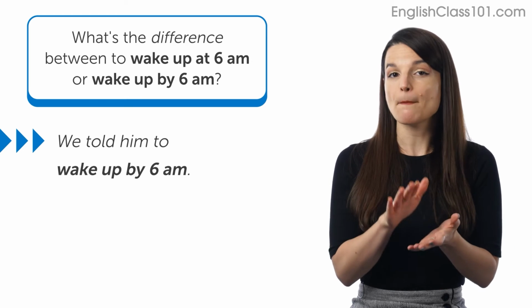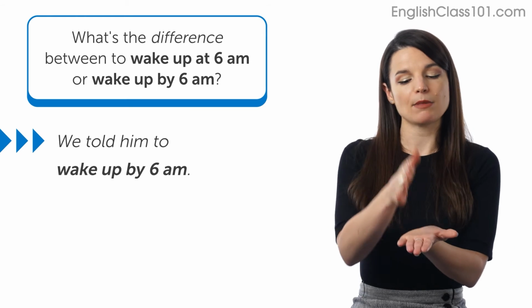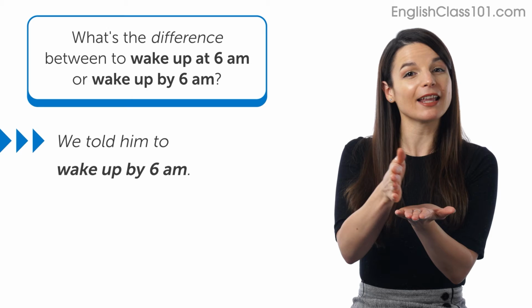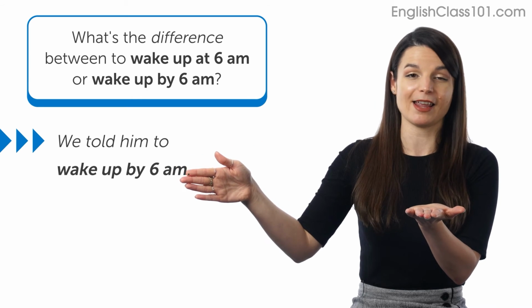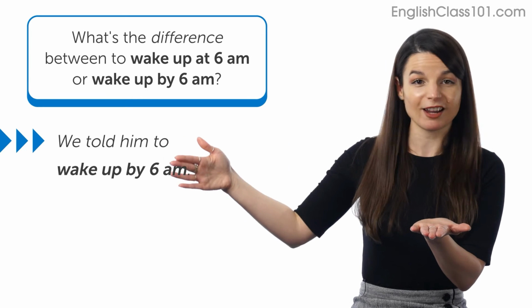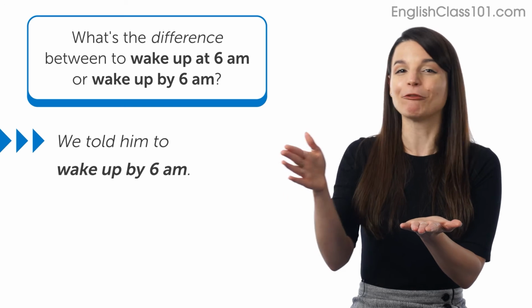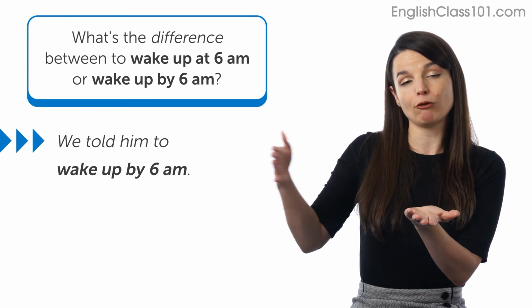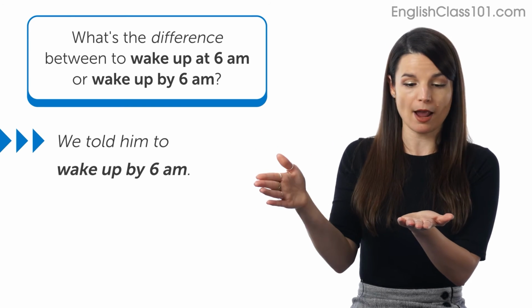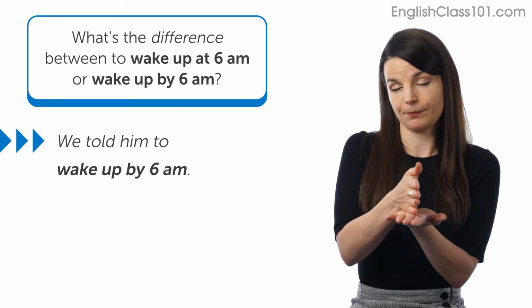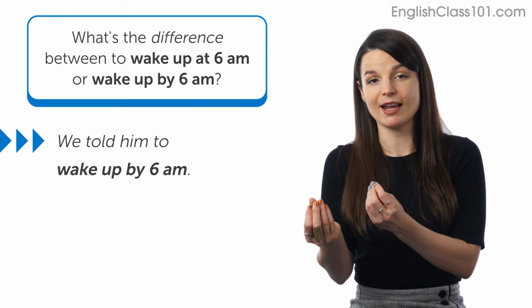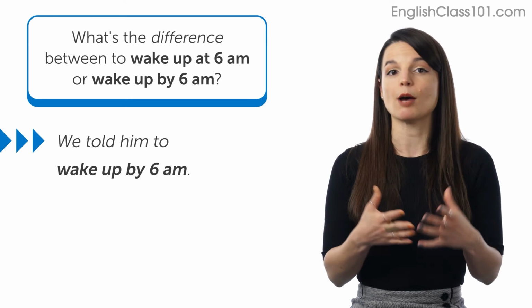However, if we say by 6 a.m., it means 6 a.m. and any time before 6 a.m. So 5 a.m. is okay, 4 a.m. is okay, 5:30, 5:45. Any time before 6 a.m. is also okay, no later than 6. So this is the difference between by and at when we're talking about time.